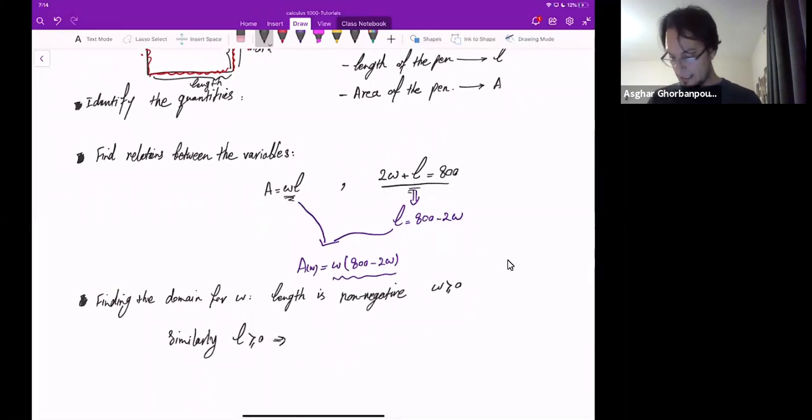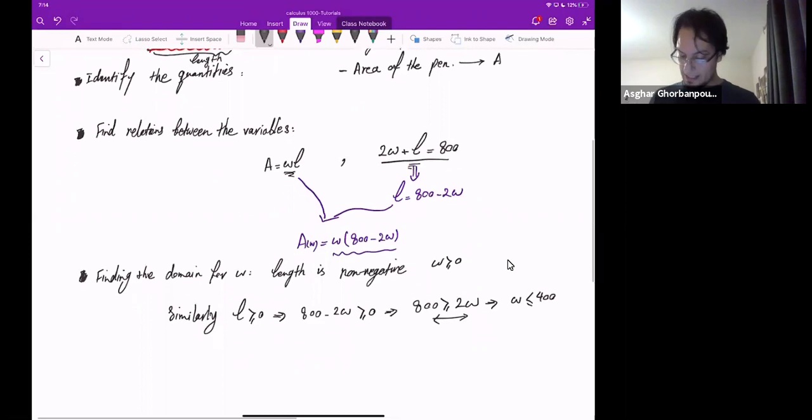Well, that means what? That means that 800 minus 2W, which is L, must be bigger than or equal to zero. And bigger than or equal to zero, that means that 2W, well, let me just write it this way, 800 is going to be bigger than or equal to 2W. And that means that W is going to be less than or equal to 400. I take it to the other side. So basically, our domain for this problem, not the mathematical domain, for this problem is the interval 0 to 400.